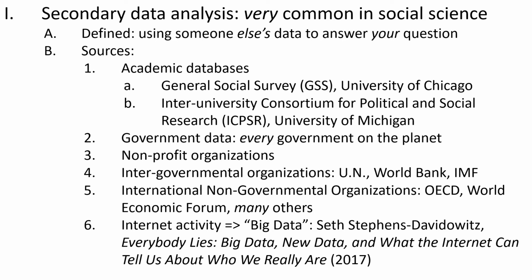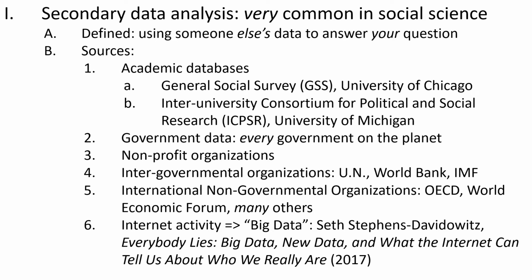You can get secondary data from nonprofit organizations. You can get secondary data from what are called intergovernmental organizations, meaning the members of these organizations are governments, not people. So the UN, the United States belongs, Canada belongs, Mexico belongs, etc. World Bank, International Monetary Fund, World Trade Organization. Those are all, right now, the World Health Organization, which is a sub-organization of the United Nations. It collects data, and it's collecting data right now on COVID-19.